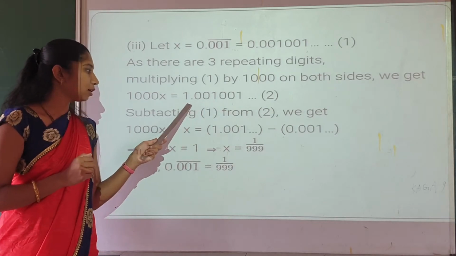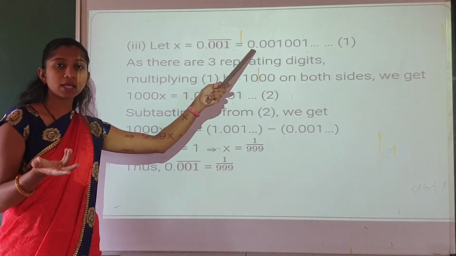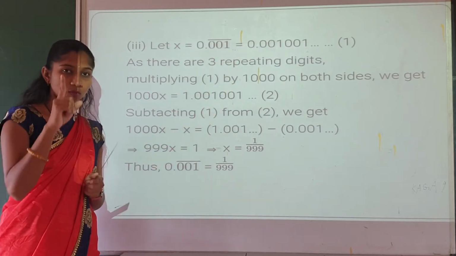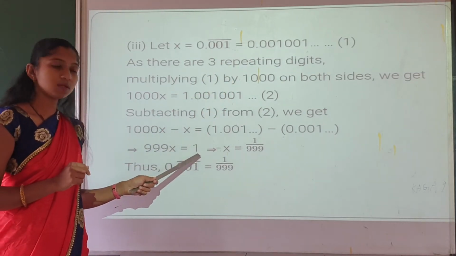Before the decimal point, here 1 is there, here 0 is there. Then what is the answer? 1 minus 0 is 1. Then your answer becomes 1 here.